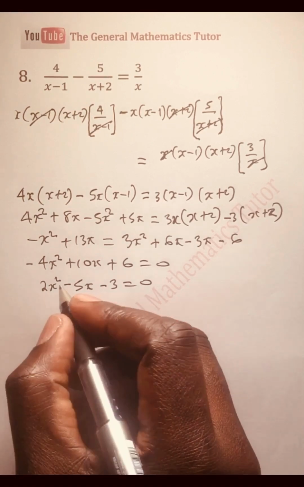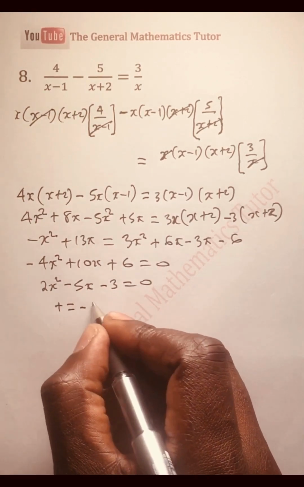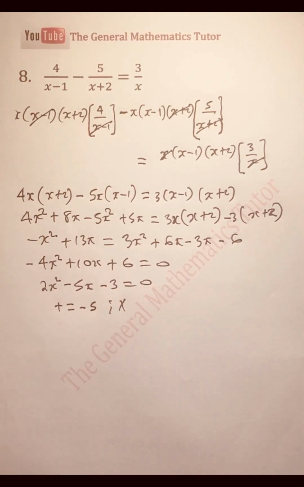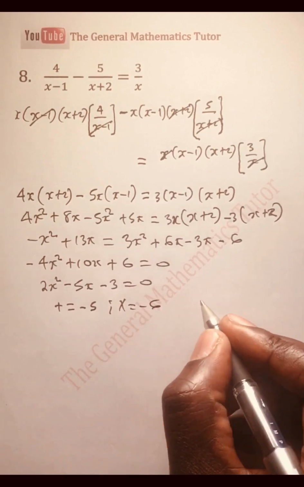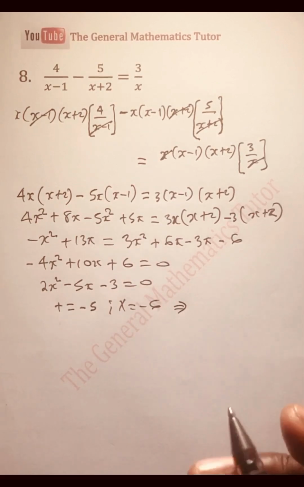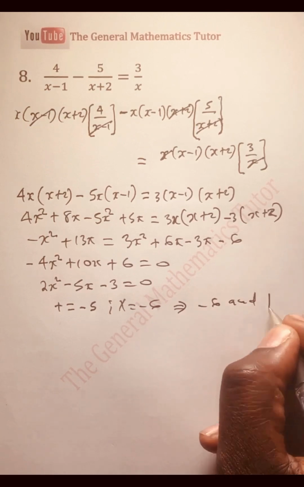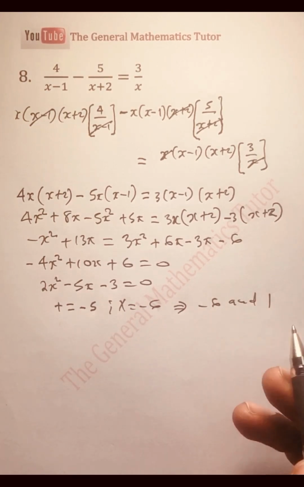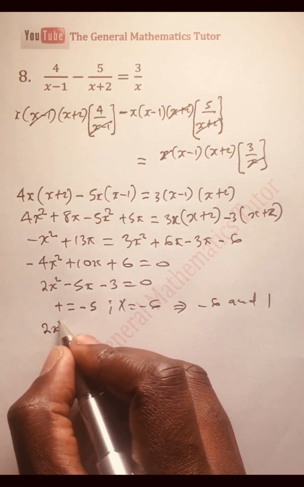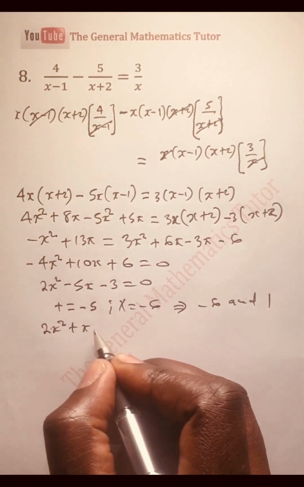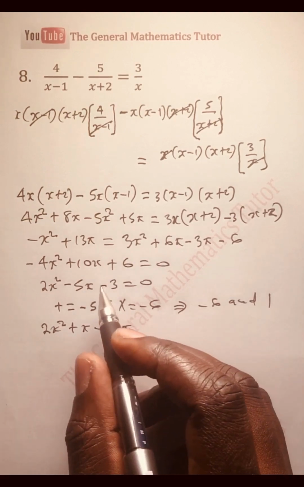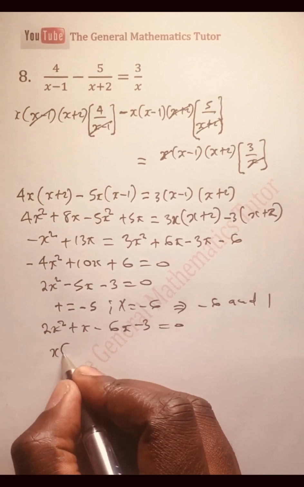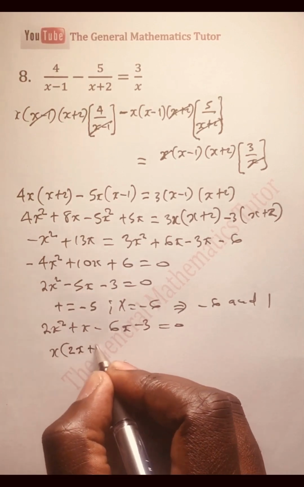We just need two numbers whose sum is the same as b, and b in this case is negative 5, and the product is the same as 2 times negative 3, that is negative 6. So you'll find that those two numbers are negative 6 and positive 1. So you just split negative 5 into negative 6 and positive 1. So we write this as 2x squared plus x minus 6x minus 3 is equal to 0. So the common factor between these two is x. So you have x into 2x plus 1.